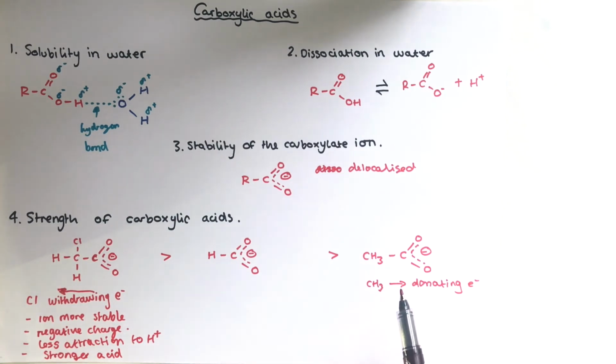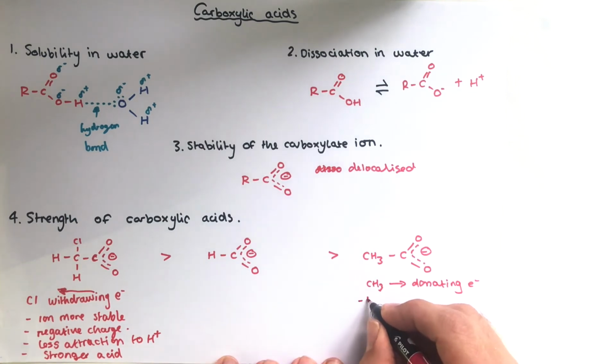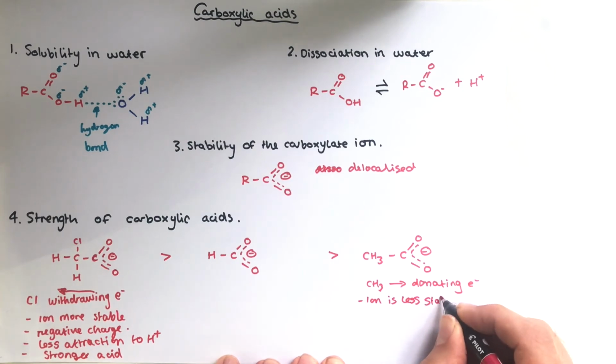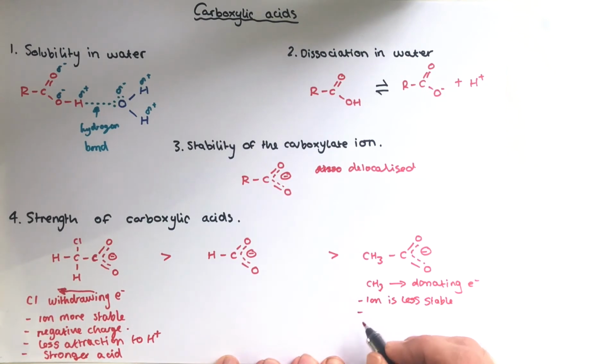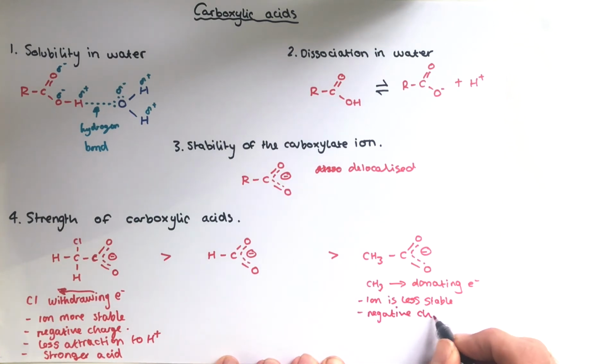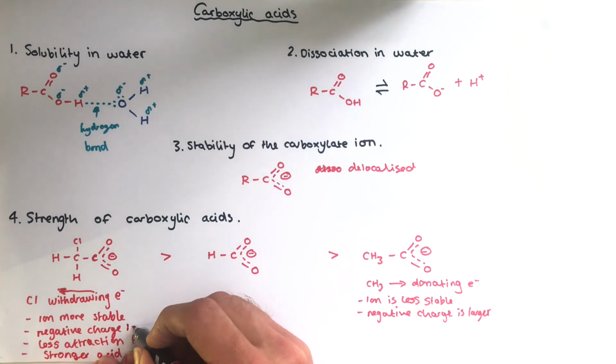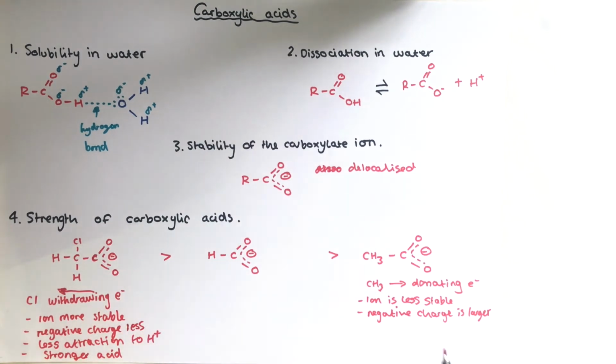So the CH3 group is pushing electrons in towards the carbon here. The negative charge is going to get stronger. The ion is less stable. With a less stable ion, we've got a greater negative charge. So they've got a stronger negative charge. Didn't mention here that there's less negative charge. So on this one here, this negative charge is now stronger.